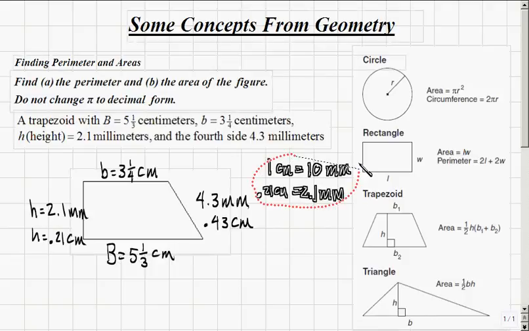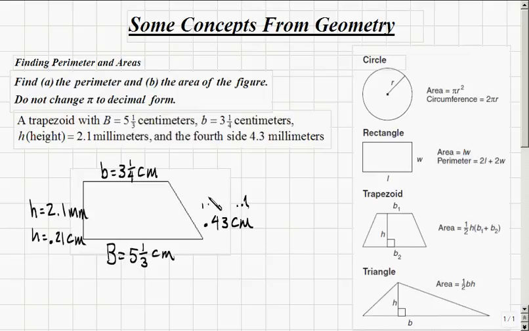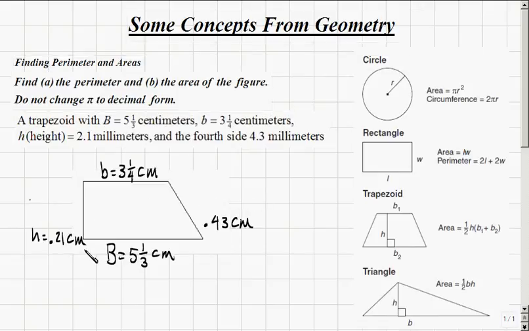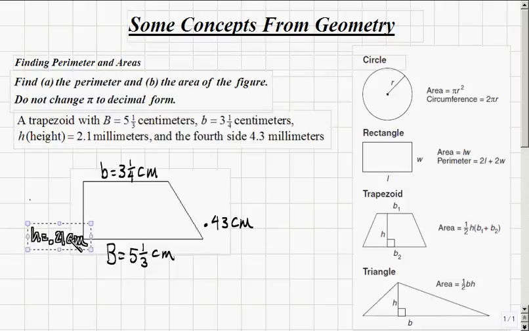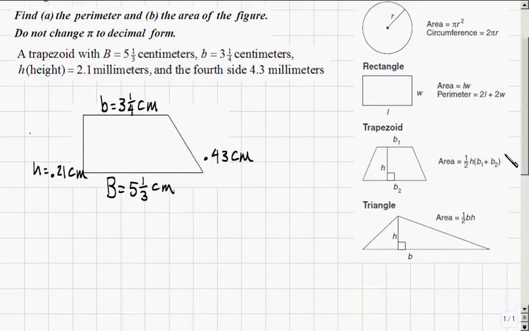Let's delete our conversion formula, as well as the fact that it's 4.3 millimeters, or height is 2.1 millimeters. Let's just leave it all in centimeters now. So now we're ready to find the perimeter and the area. To find the perimeter, we're going to add the four sides together. So the perimeter is the total length around our trapezoid. So the perimeter will be 3 1/4 plus 0.43 plus 5 1/3 plus 0.21.